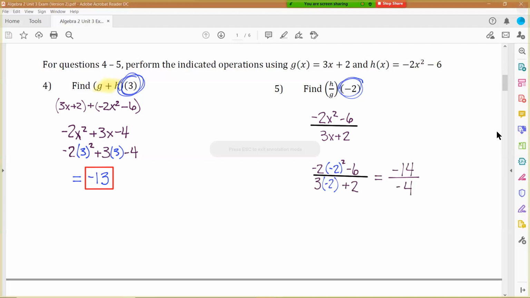Mm-hmm. And would you divide those together? Well, you can, yeah. So my suggestion would be to either reduce these or write it as a decimal. So you can write it as 7/2 or 3.5. Because remember, a negative divided by negative is positive, and then 14 and 4 are both divisible by 2. So either one of those answers would be perfect.